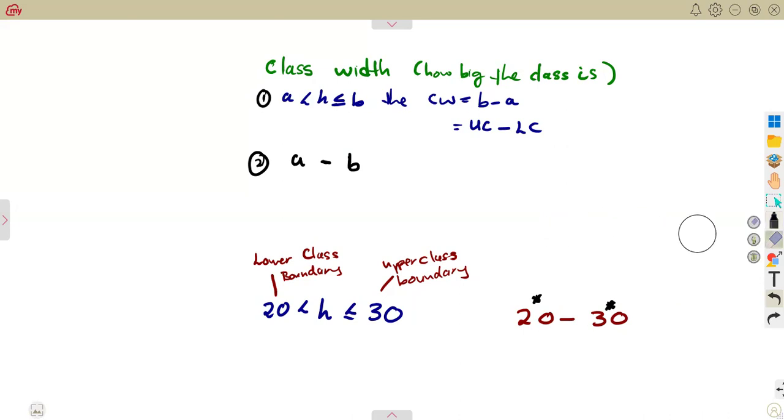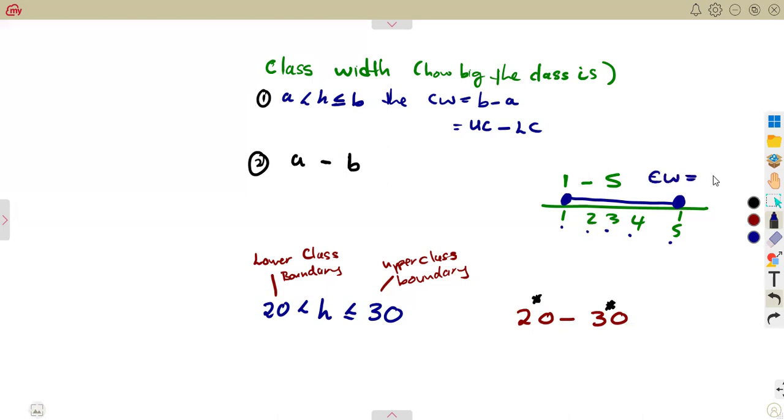Let me use the one with fewer numbers so that you can understand me. 1 to 5 like this. It means 1 is there, 5 is there. 1, 2, 3, 4, 5. 1 is part of your set. 5 is also part of it. This is what it means when it says 1 to 5. So you count your numbers 1, 2, 3, 4, 5. So the class width is going to be equal to 5. The class width, in this case, will be 5.